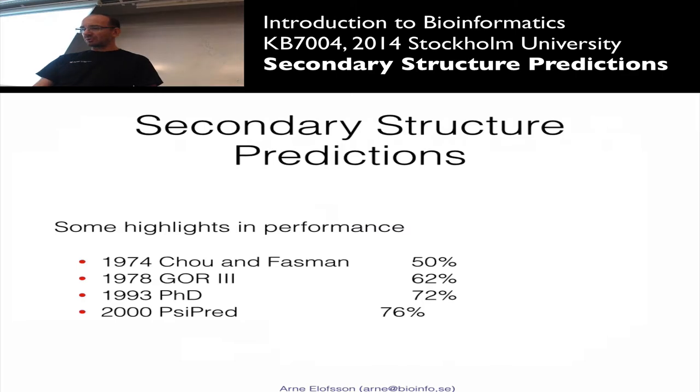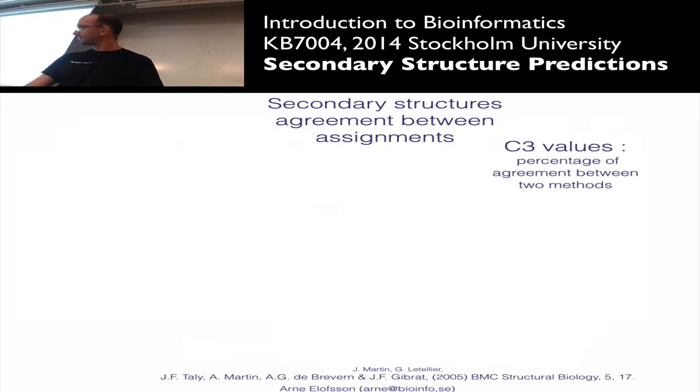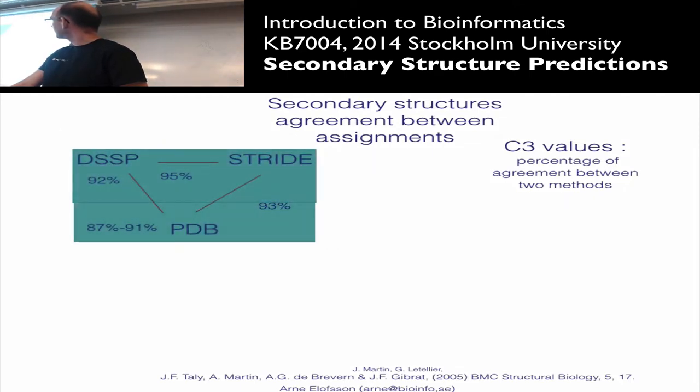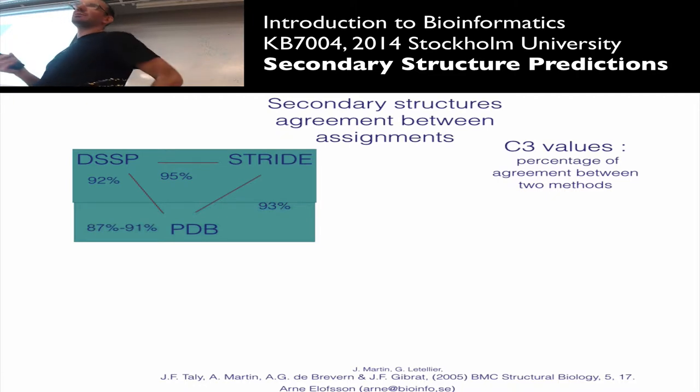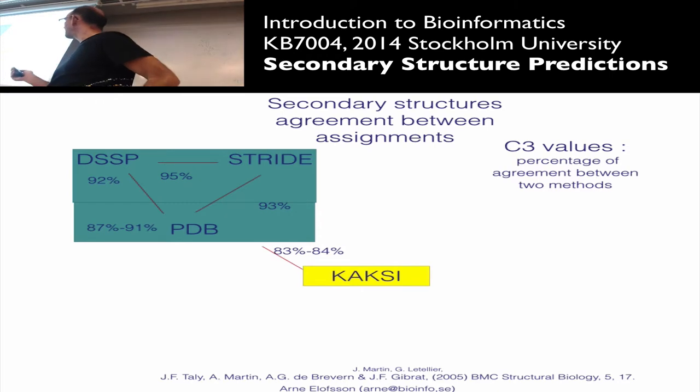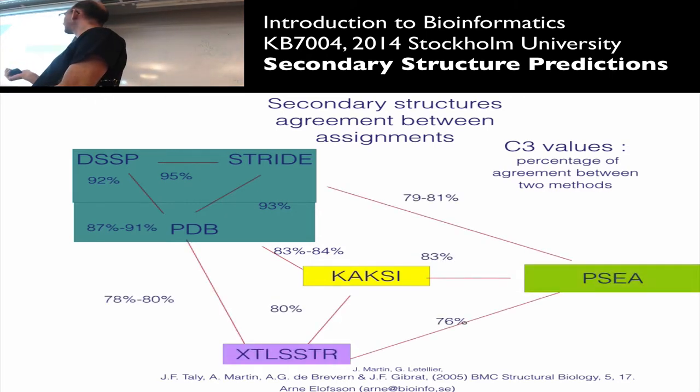And the reason why we don't do better is, at least one reason, that the agreement between classifications is not much more than 90%. If you have DSSP and Stride, two programs that assign secondary structures, they agree to 95% with each other, and with PDB classifications they're around 93%. Even for identical sequences, you have maybe 90% agreement only. If you have two crystal forms of the same protein, they're not always the same. And then there are other methods that only agree to 85% or 80%. So in general, around 90% is probably what will be expected.